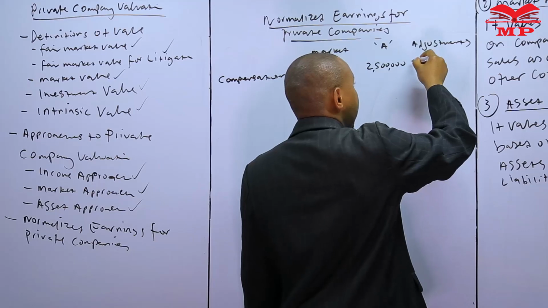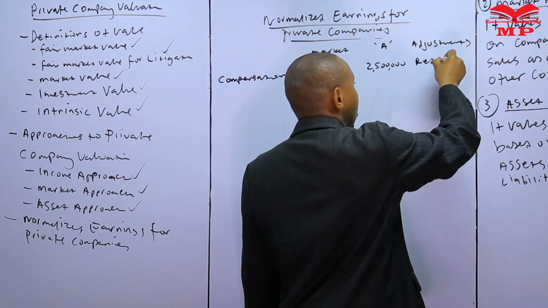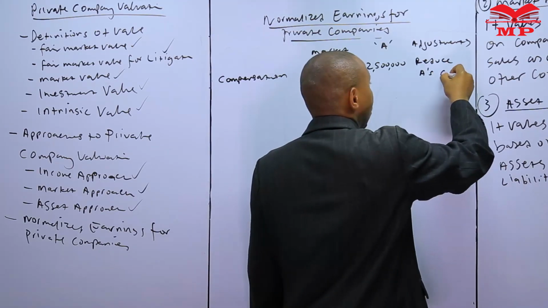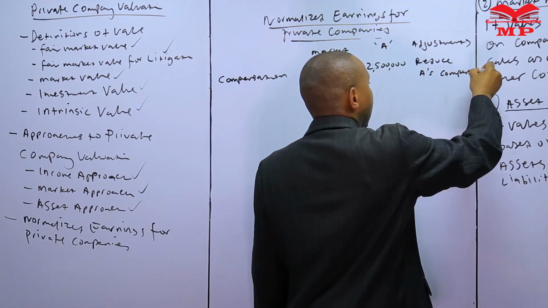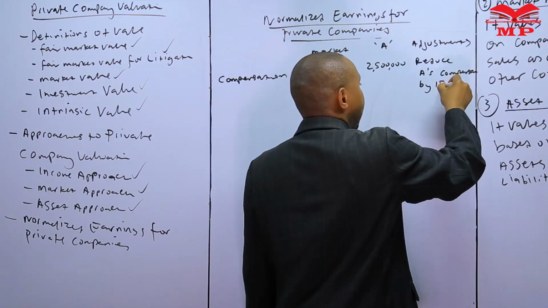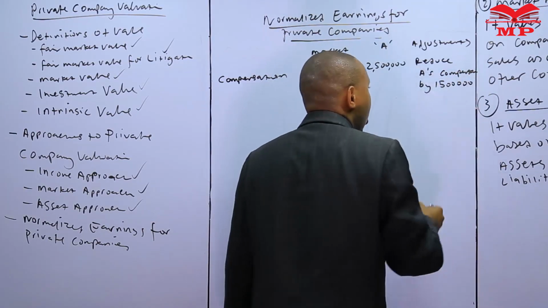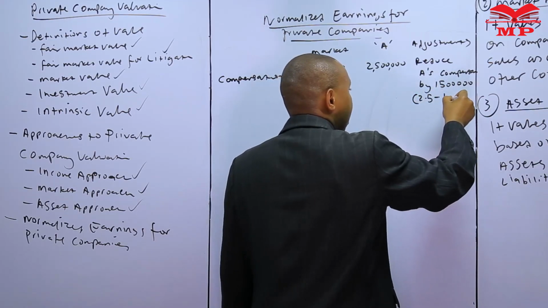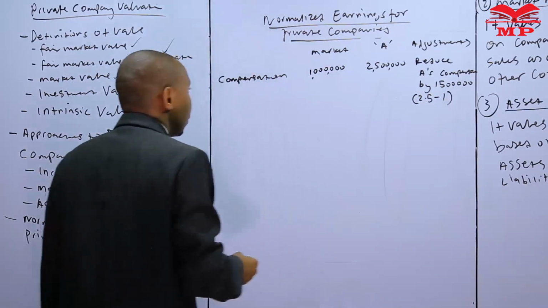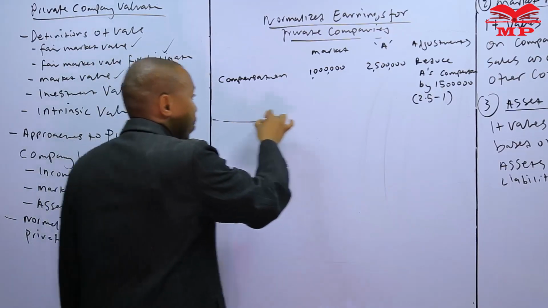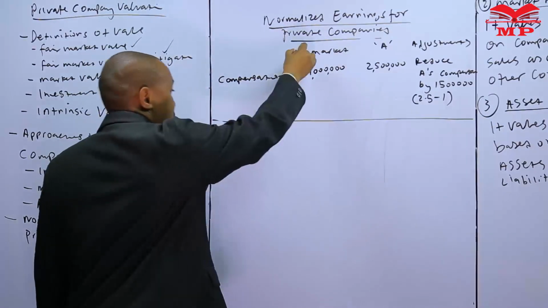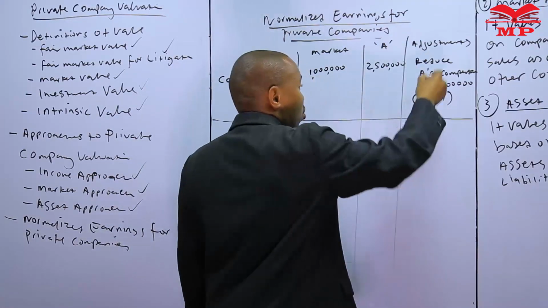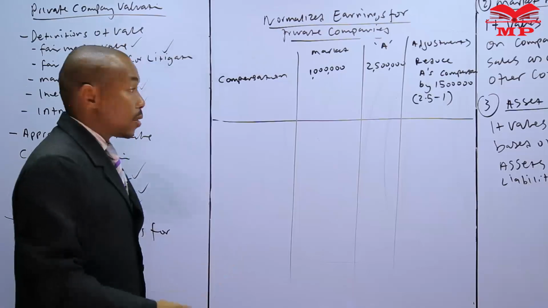So the adjustment component here is: reduce A's compensation by 1,500,000. And how do we get 1,500,000? We open the brackets here, 2.5 minus 1 million. That is the first characteristic. We can put an end to it like that, and extend these lines so that we can create some form of columns.